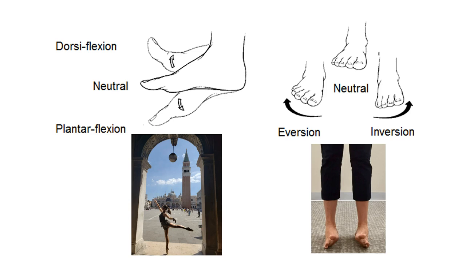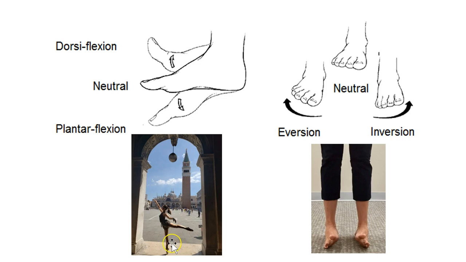We generally characterize ankle movements in two planes, the sagittal plane and the frontal plane. In the sagittal plane, the ankle can dorsiflex, where you pull the dorsum of the foot up towards the shin bone, or plantar flex, where you put the plantar surface of the foot down towards the floor.